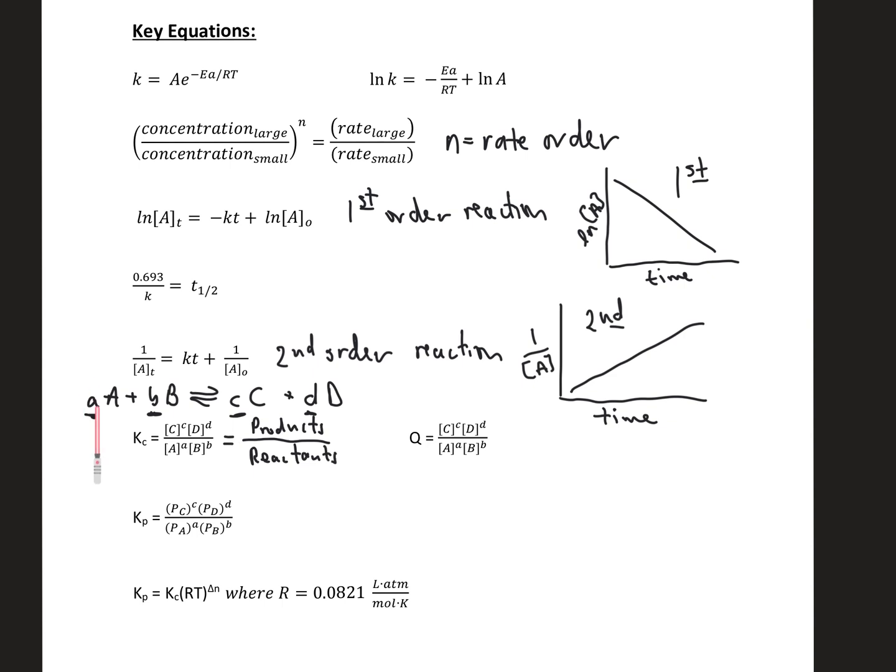But our coefficient of A becomes an exponent A, our coefficient of B becomes an exponent here, and then the same thing for our products, C raised to the power of C and D raised to the power of D. Always concentration of products over the reactants, and remember, we can ignore solids and liquids in these equilibrium expressions.